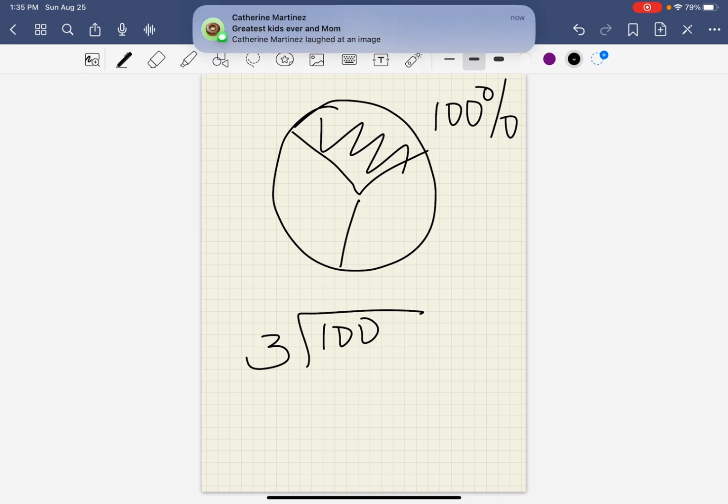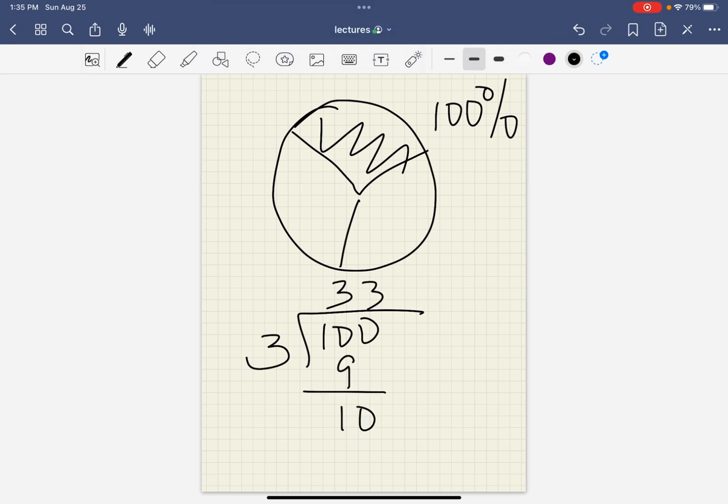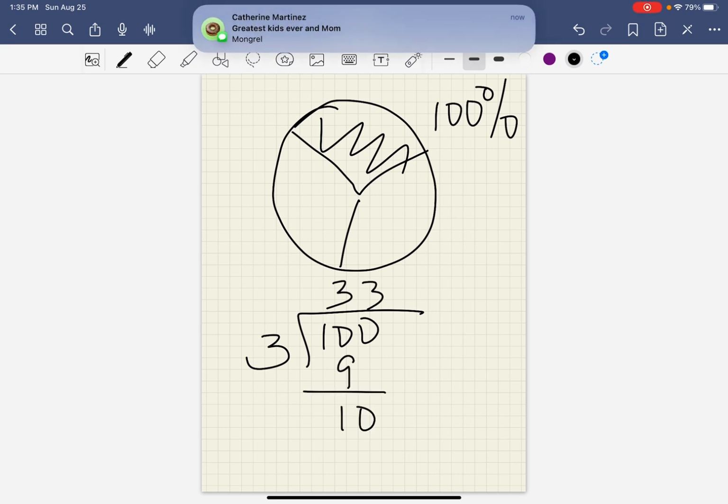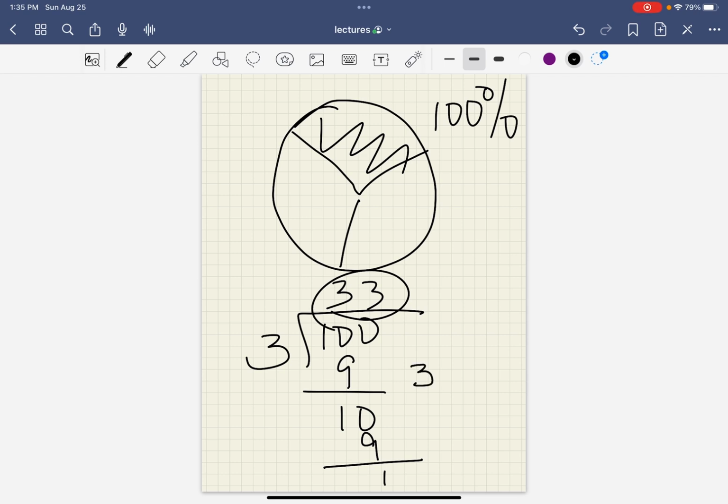So 3 goes into 10 3 times, and 1 is left over. So that would be the whole number, 33, and the remainder, 1 over what it was divided by. So it would be 33 and 1/3%.